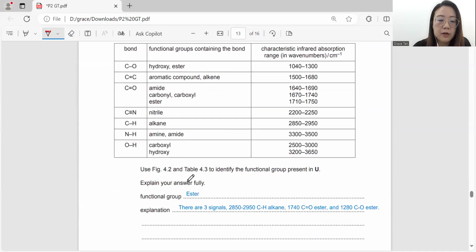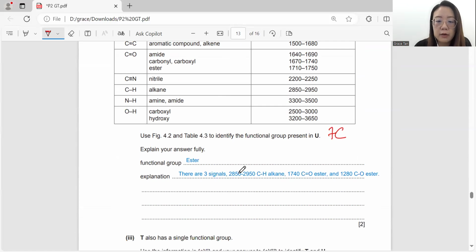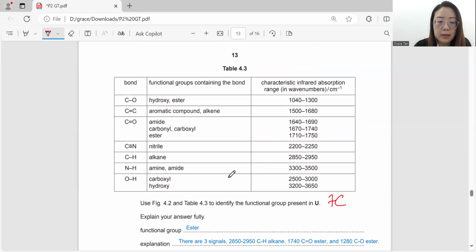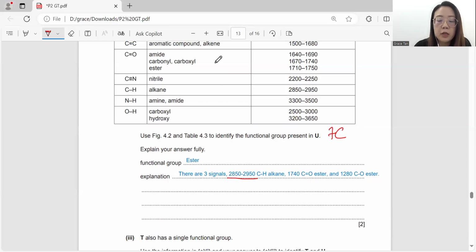So for me, the functional group of U is an ester. That means the 7 carbon product is an ester. For the explanation, I just say that because there are 3 signals, I code out everything. I code out the 3 signals that I circled just now. Now, when you code out the signal, you may give the range like this. I just copy the whole range, okay?